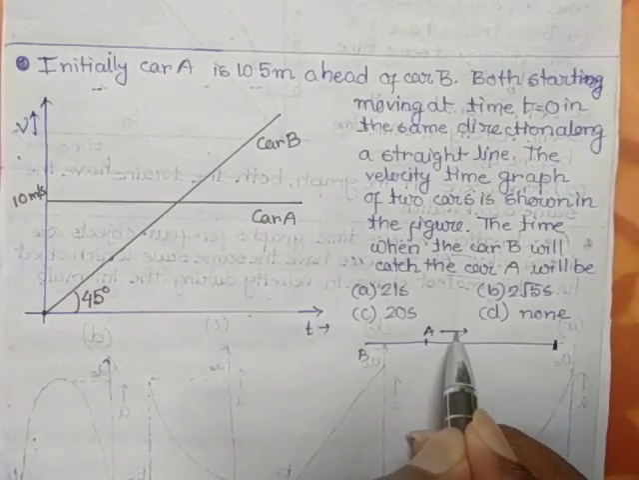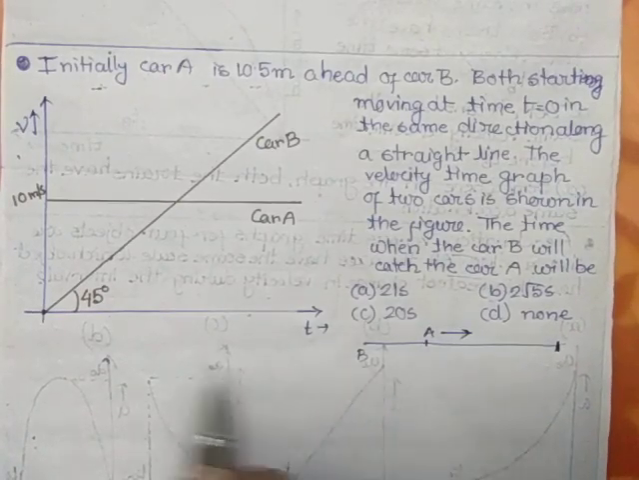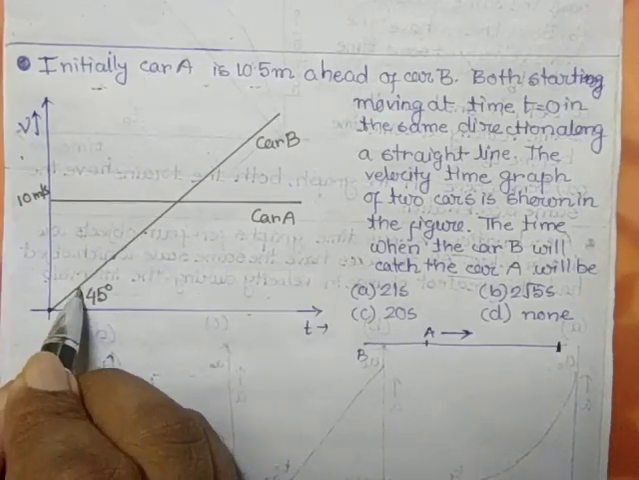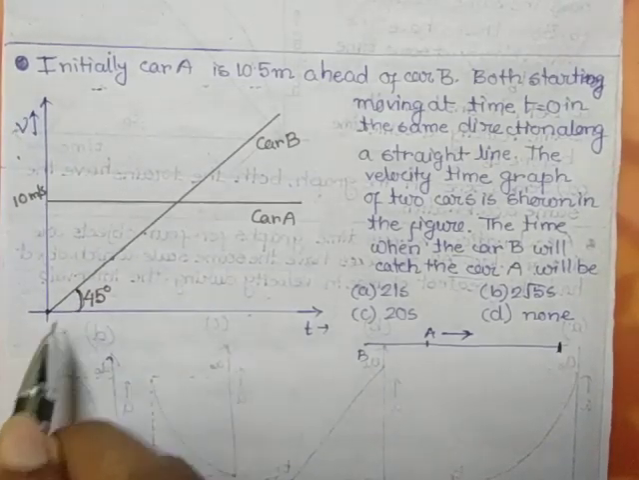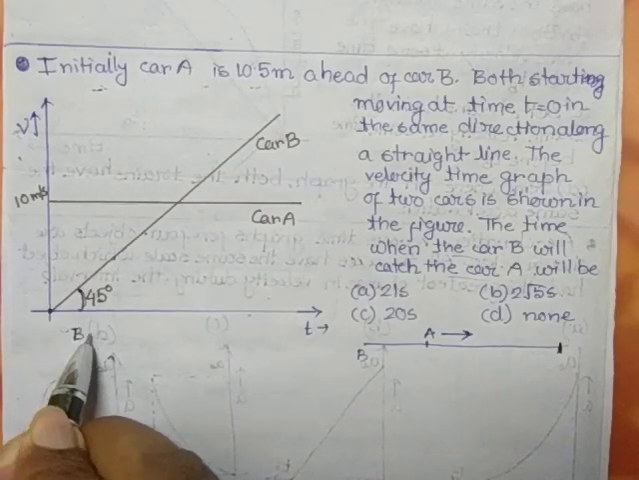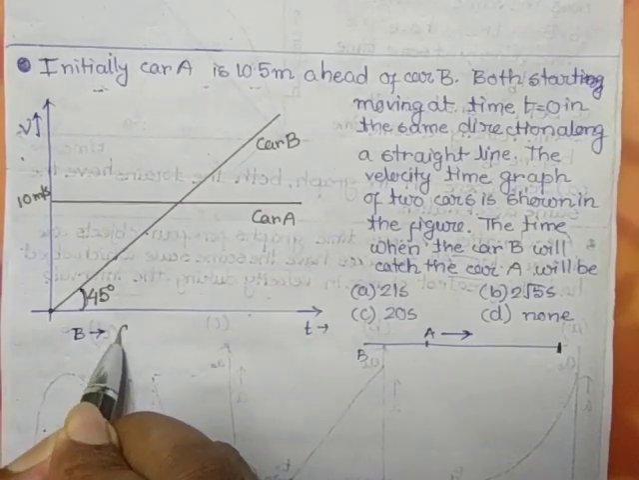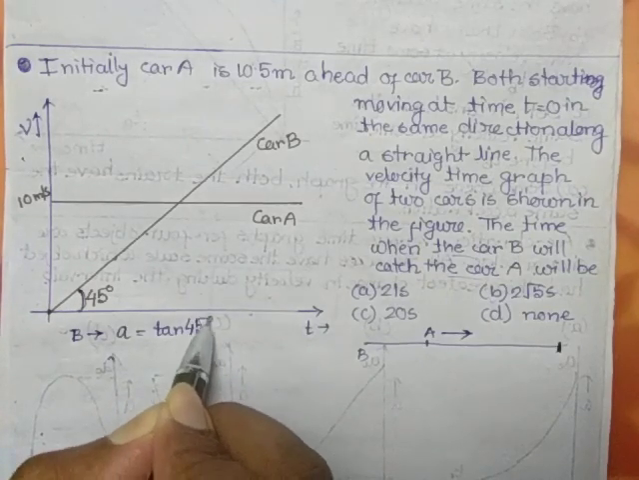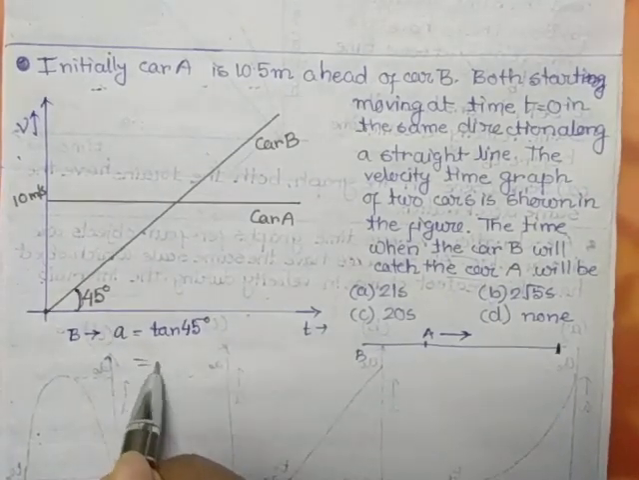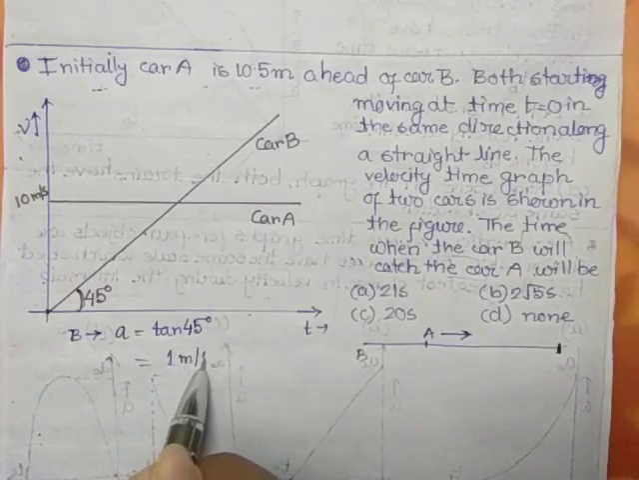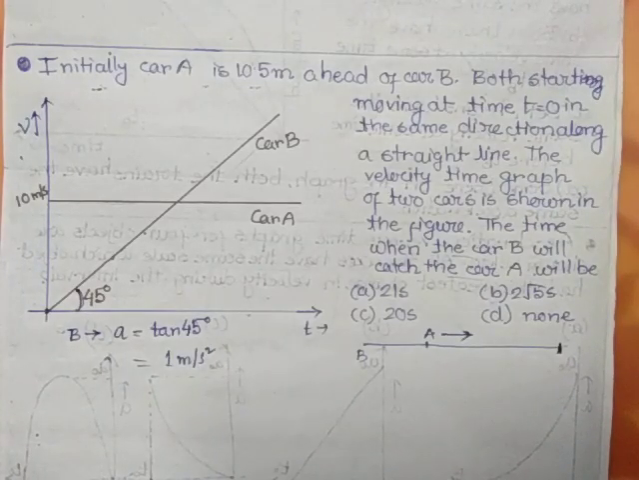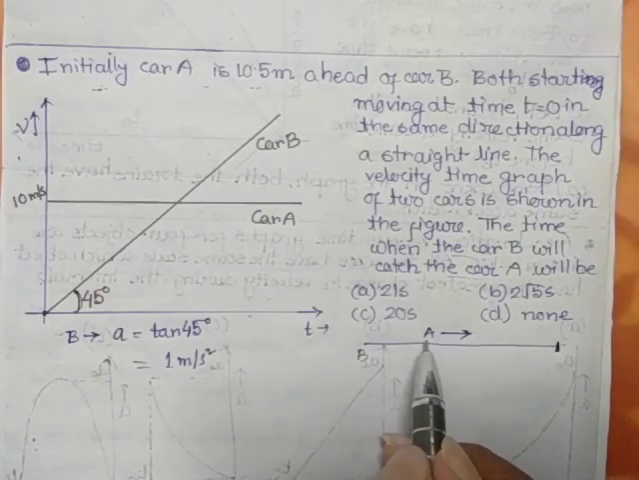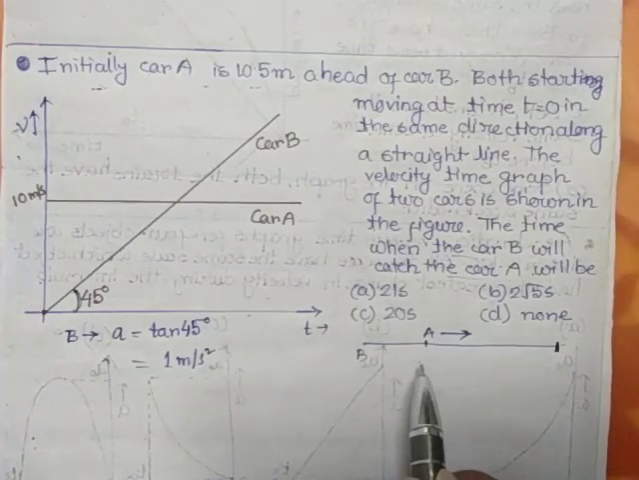So the car A is moving with constant velocity, but for the car B, its velocity is increasing, and the acceleration is given by the slope. So for the car B, we can say the acceleration is tan 45 degrees. The tan 45 degrees gives us 1 meter per second squared. This is the acceleration of it.